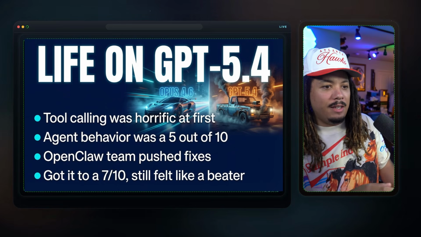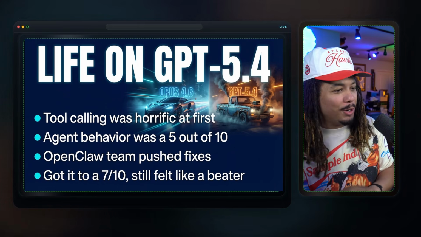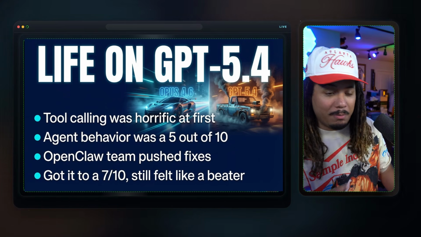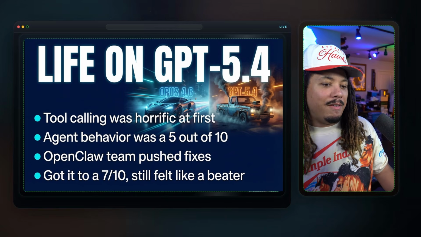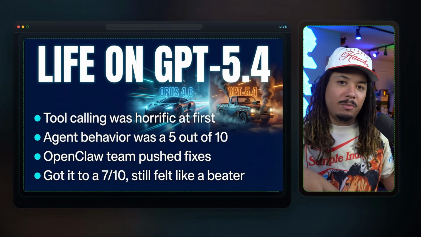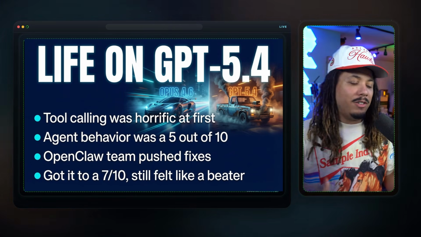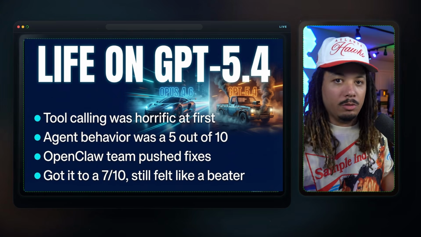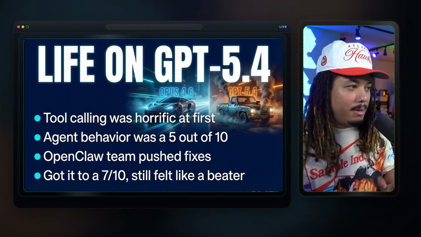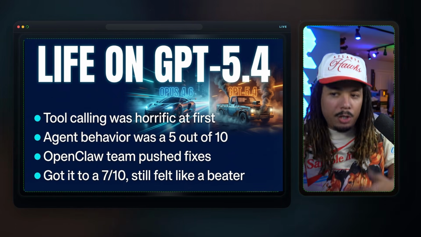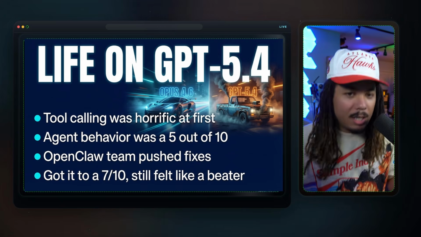Now, I will say that life on 5.4, the tool calling was horrific. That was the main part. It was horrific at first, like 5 out of 10, couldn't get nothing done. Told him to do something, he said he did it and he didn't do it. You have to literally babysit that motherfucker, bro. Straight up, forgive me for my language. You have to literally tell him, hey, you do it, start now, begin. And even then it might not work.